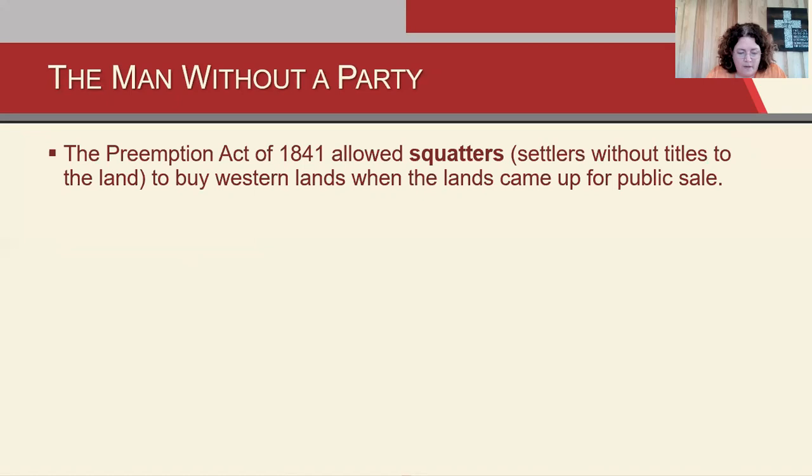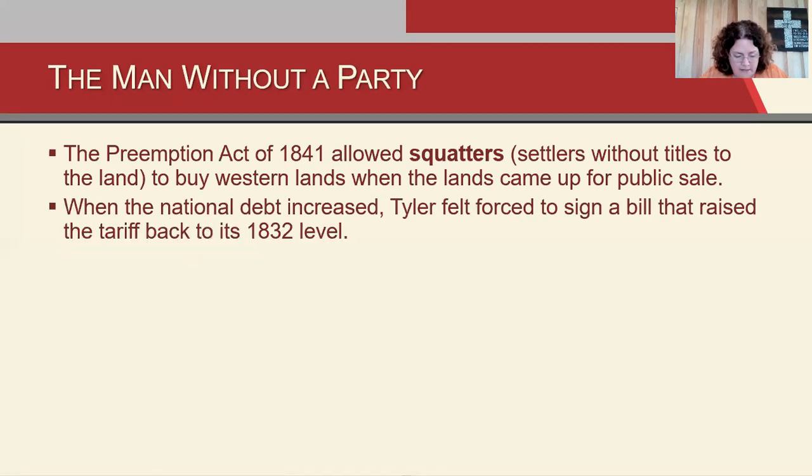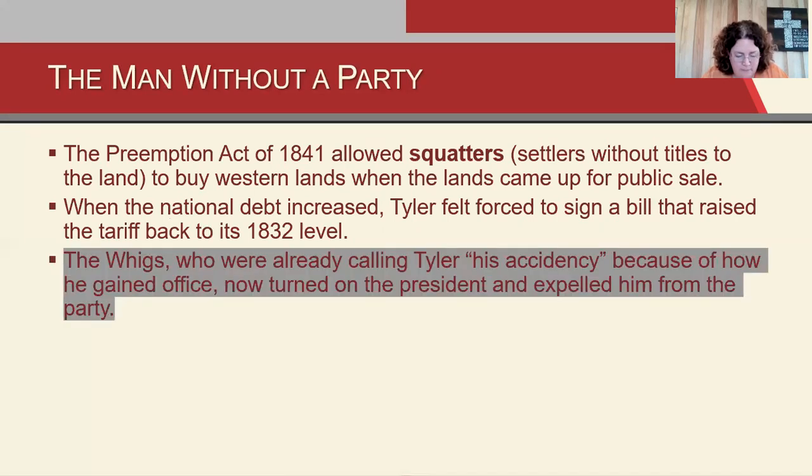Meanwhile, Clay took charge of the Whig program in Congress. He abolished the independent treasury system. He also pushed through a new land act called the Preemption Act of 1841 that allows squatters, which are settlers without titles to the land, to buy Western lands when the lands came up for public sale. When the national debt increased, Tyler felt forced to sign a bill that raised the tariff back to its 1832 level. Clay then submitted a bill establishing a new national bank. Tyler vetoed it as unconstitutional and beneficial only to the Northeast.